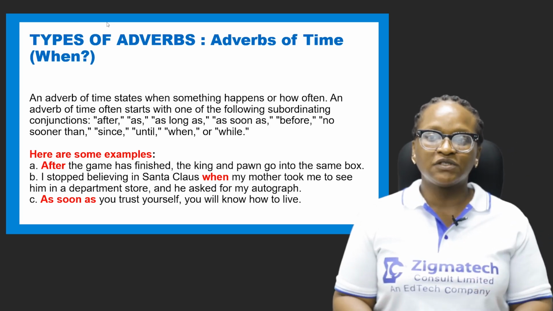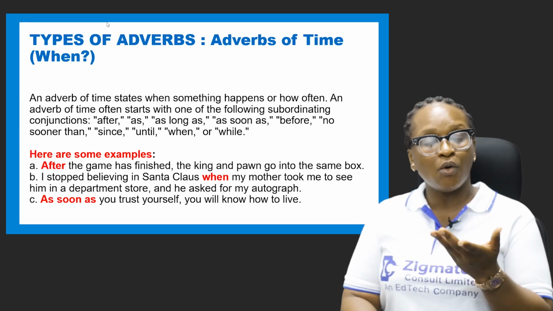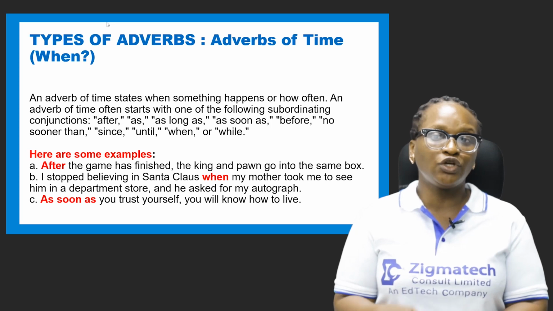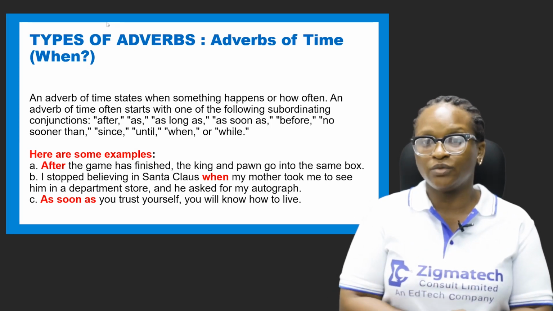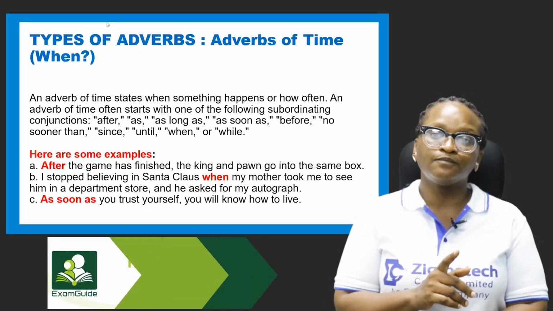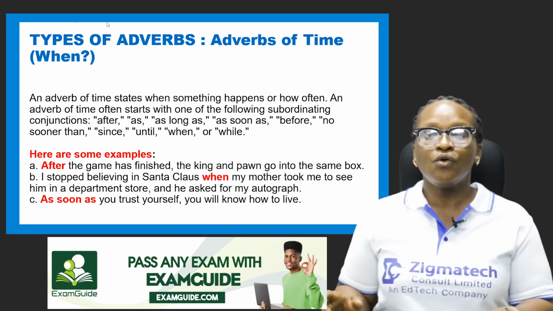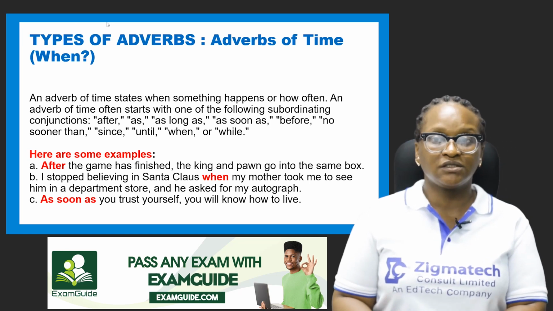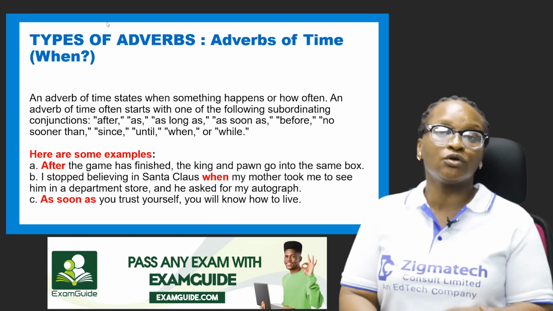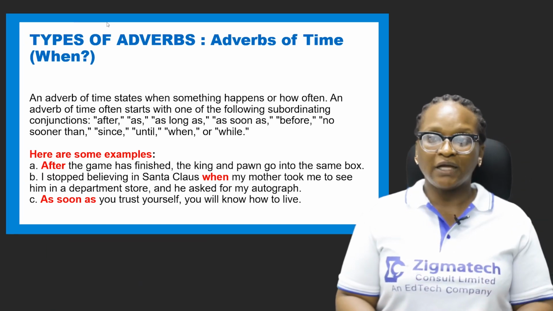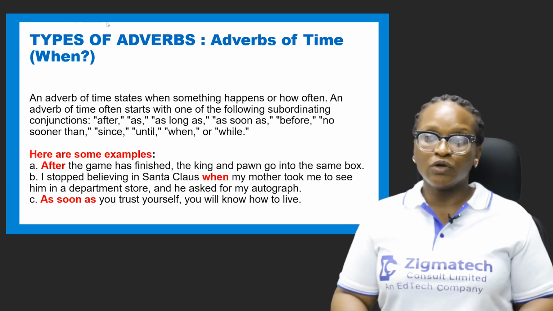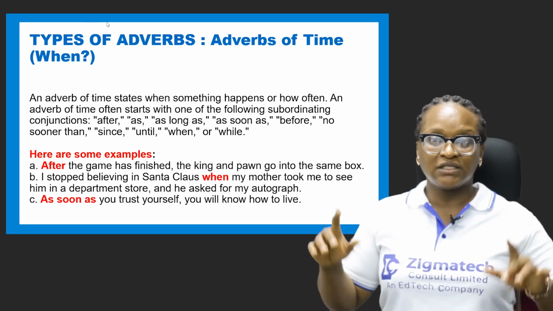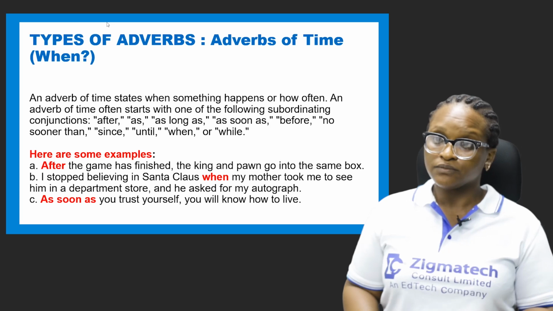Now an adverb of time states when something happens or how often it happens. An adverb of time often starts with one of the following subordinating conjunctions. Good thing we'll be taking one of this topic, conjunctions, so that we'll know basically what subordinating conjunctions are and how they are used in sentences. So if you want to know more about subordinating conjunctions and how they are used, all right, then you have to look at the topic treated on subordinating conjunctions, and that is basically under conjunctions.